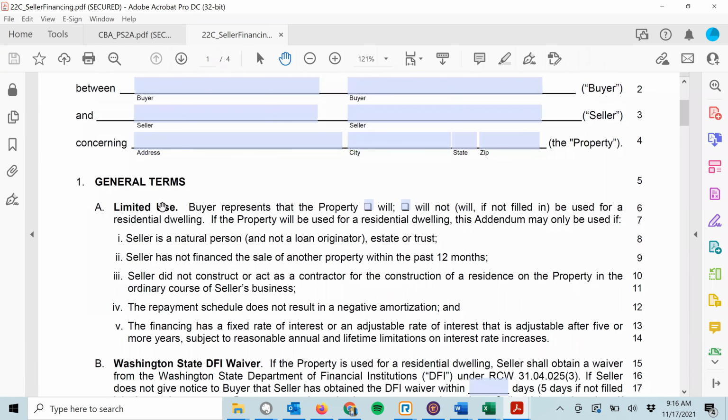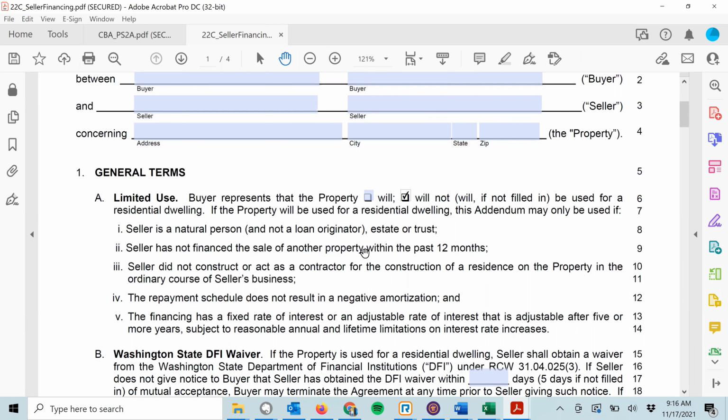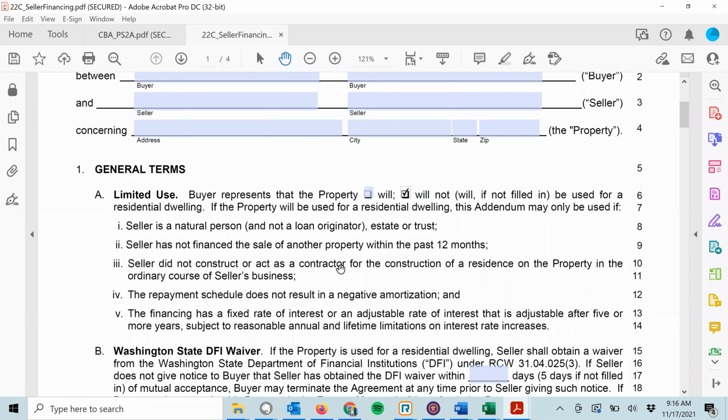So, limited use: buyer represents that the property will or will not be used for a residential dwelling. In Laine's example, this is going to be will not. Seller is a natural person, estate, or trust, has not financed in the last 12 months, did not construct or act as a contractor for the construction of a residence. Repayment schedule does not have negative amortization. Financing is a fixed rate and is subject to reasonable annual lifetime limitations.